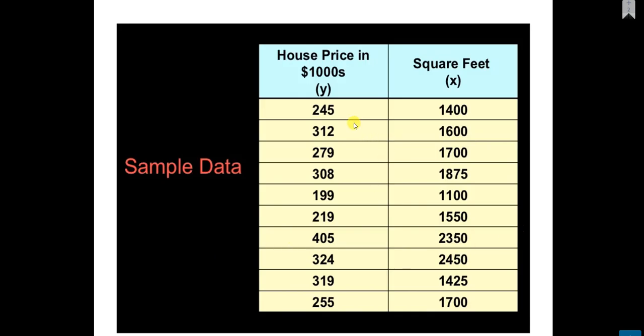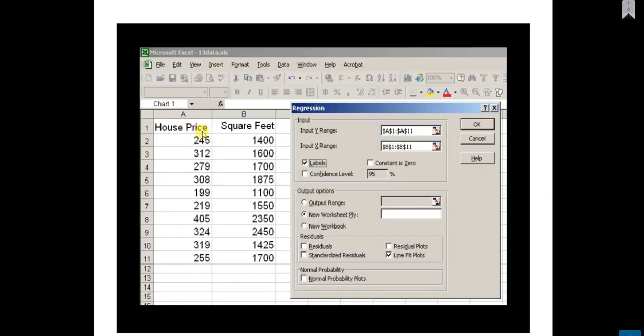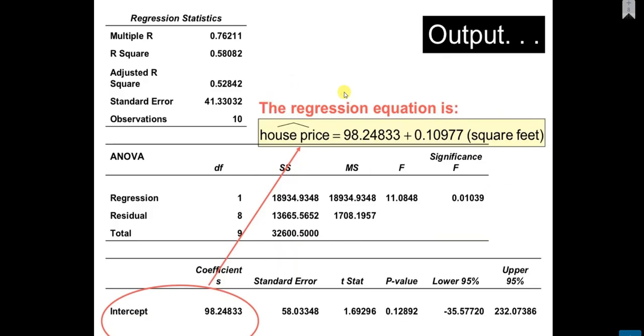Let's see the data. We have 10 rows. House price in $10,000 is y, and x is the square feet. Let's calculate this. We can see the house price and square feet here in the Excel sheet, already added. The output for the regression equation is: house price is equal to the intercept plus the coefficient times the square feet. So this is how one can calculate the linear model.